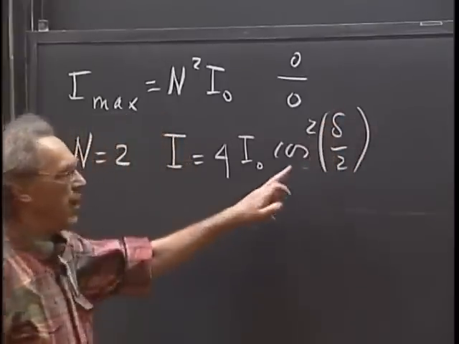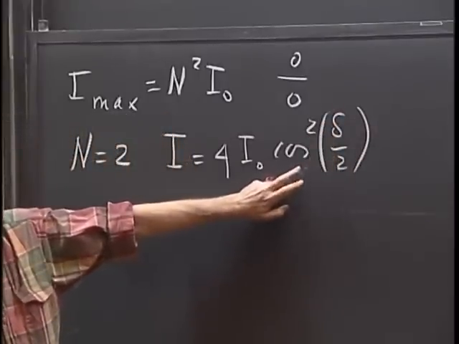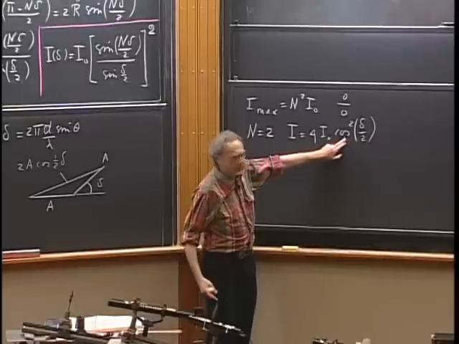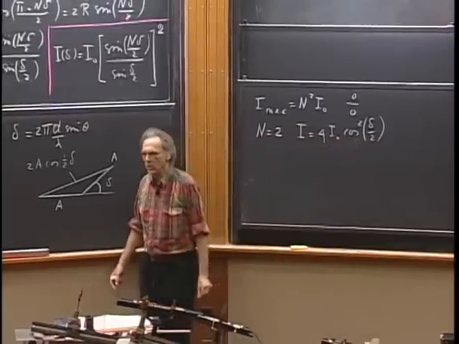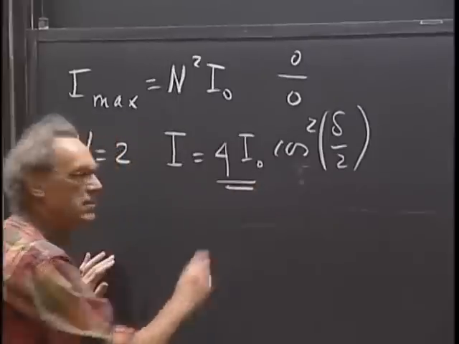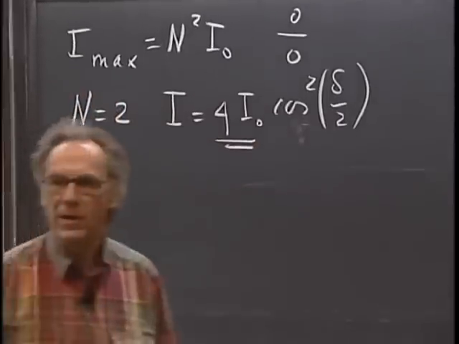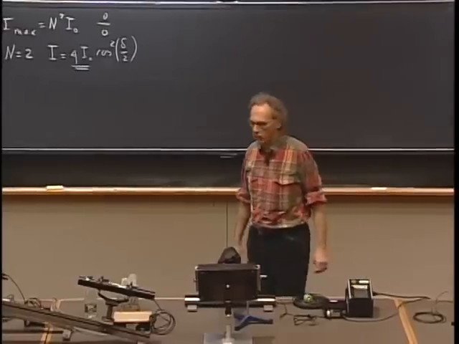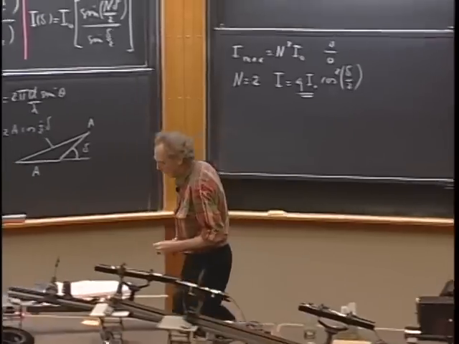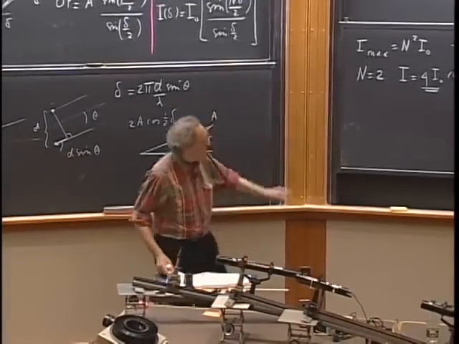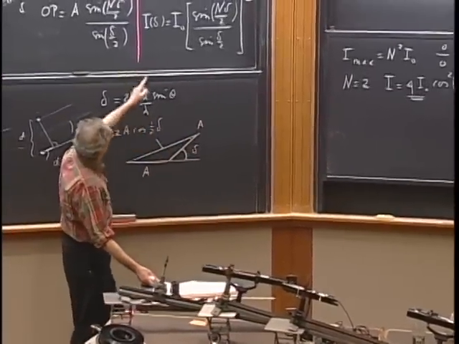And for those of you who have a good memory, remember that I derived this in class when you only have two vectors that you add, that the light intensity goes with the cosine square of delta over 2. Now you also have this here, so you also know that at the maxima, with two slits, you see 4 times more light than if there were only one opening. And you can do this, of course, on your own by substituting in this equation n equals 2.